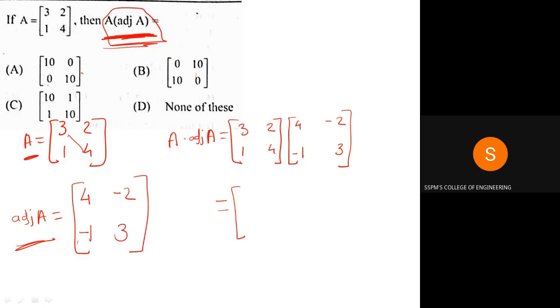What is it? 3 into 4 is 12, plus 2 into minus 1. 2 into minus 1 is minus 2.